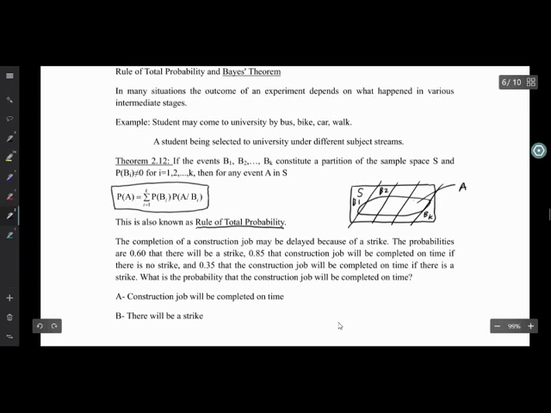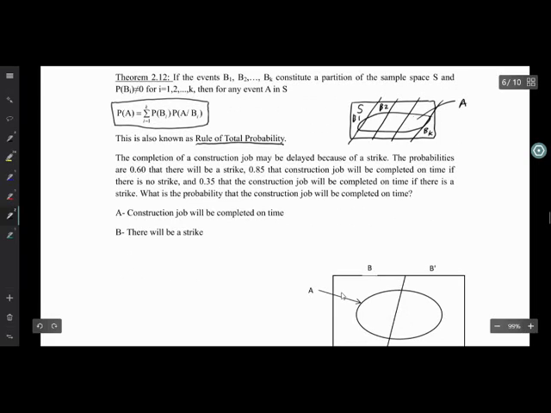Okay, let's use an example and identify this theorem. The completion of a construction job may be delayed because of a strike. The probabilities are 0.6 that there will be a strike, 0.85 that the construction job will be completed on time if there is no strike, and 0.35 that the construction job will be completed on time if there is a strike. The question is, what is the probability that the construction job will be completed?